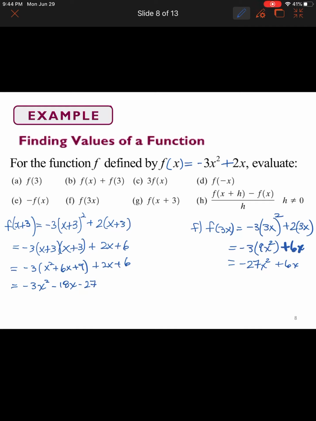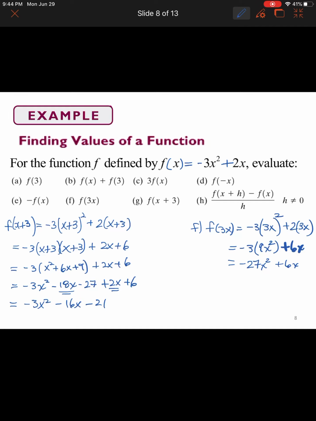All right, my bad. Minus 3x squared minus 18x minus 27 plus 2x plus 6 equals negative 3x squared minus 16x. We combine like terms, those like terms, negative 18x and positive 2x, minus 21. That guy is done.